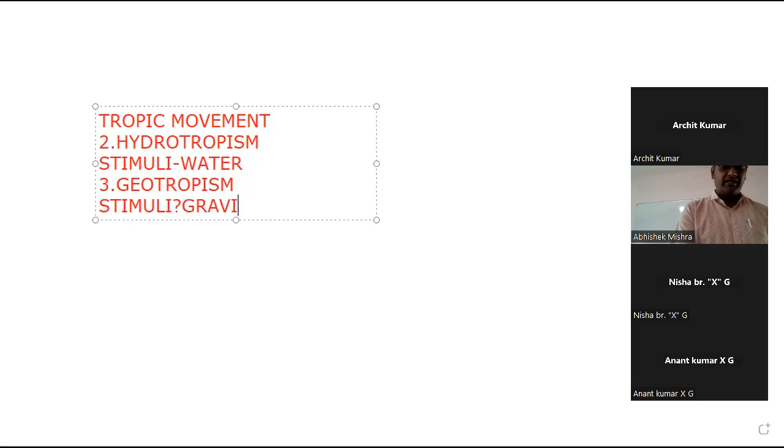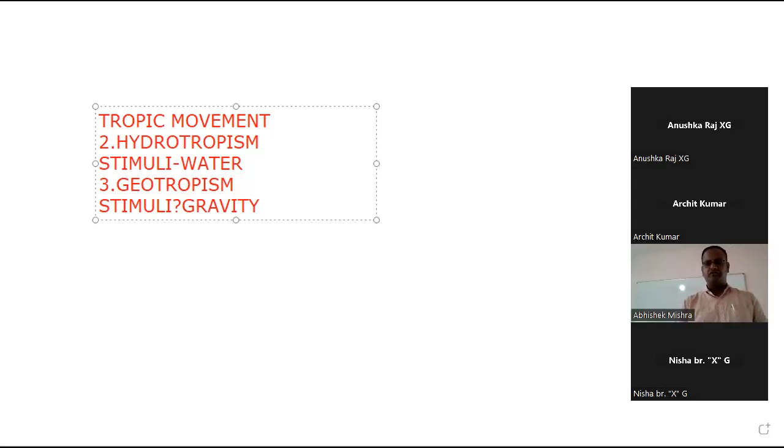Gravity. So again, my question to you all: geotropism means directional movement in the plant in response to gravity. Then in this case, who will be positive geotropic and who will be negative geotropic? Quickly, all the students raise your hand. So many students are there. I will give you a chance. Who will be positive geotropic and who will be negative geotropic?